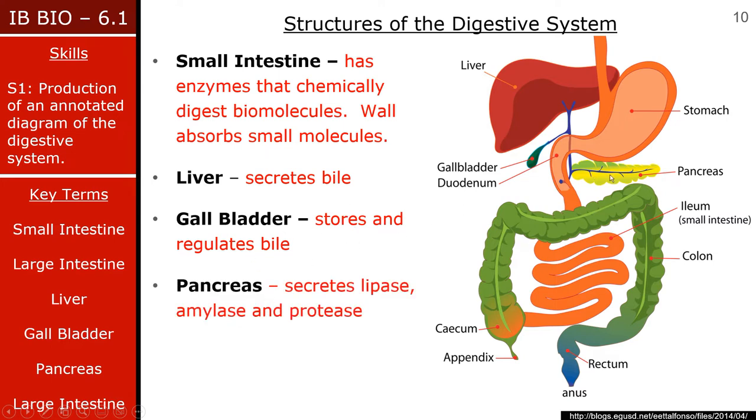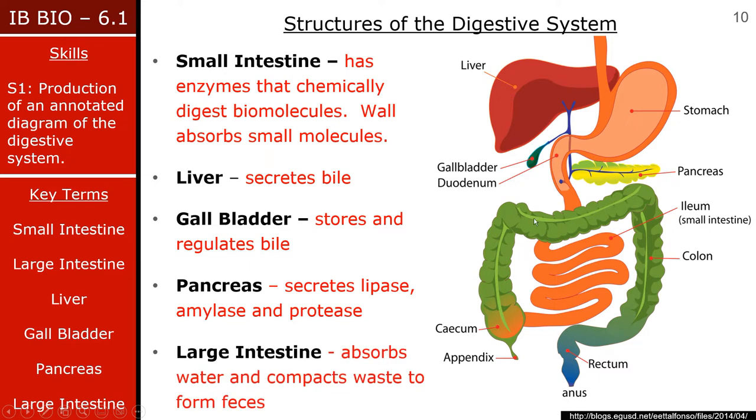And then also this feathery structure called the pancreas is the source of a lot of the enzymes that are going to be important in small intestine digestion. So enzymes that we're going to talk more about, like lipase, which digests lipids, amylase, which is going to digest the starches, and protease, which will digest proteins.